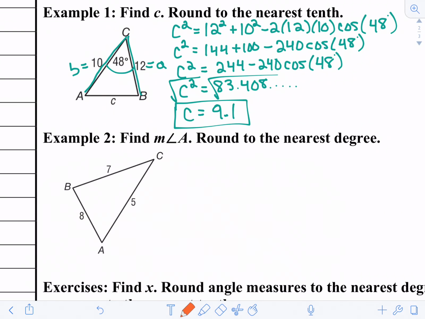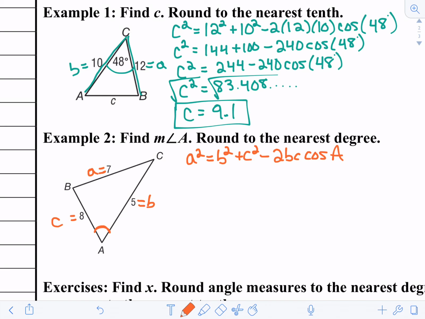Alright, number 2, find the measure of angle A. So I'm trying to figure out what this one is. Across from angle A is little a, across from angle B is little b, and across from angle C is little c. Since I'm trying to do A, my formula is the same, just my variables are different. So a squared is equal to b squared plus c squared minus 2bc cosine of A.